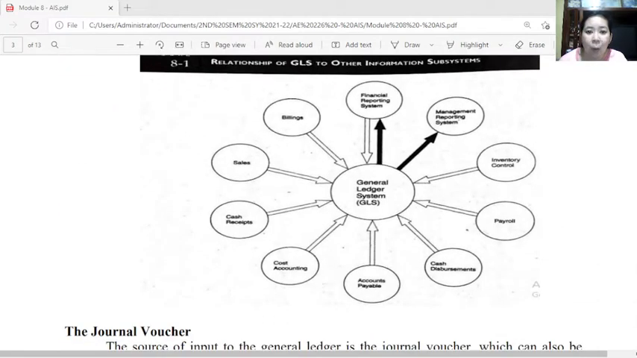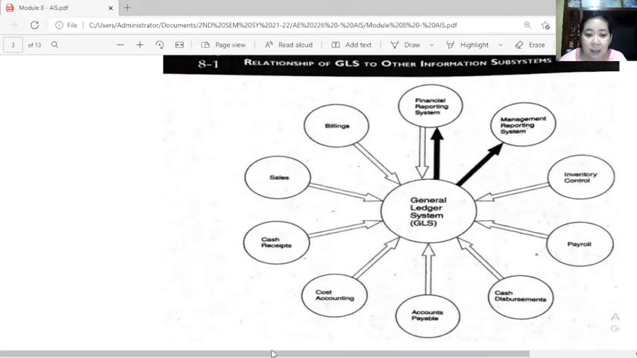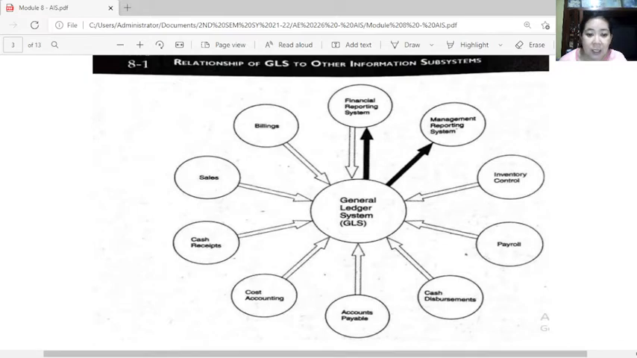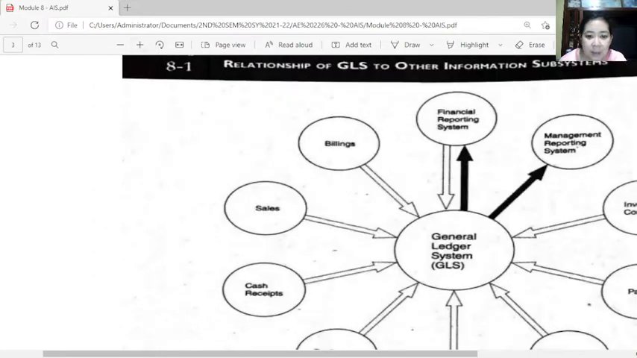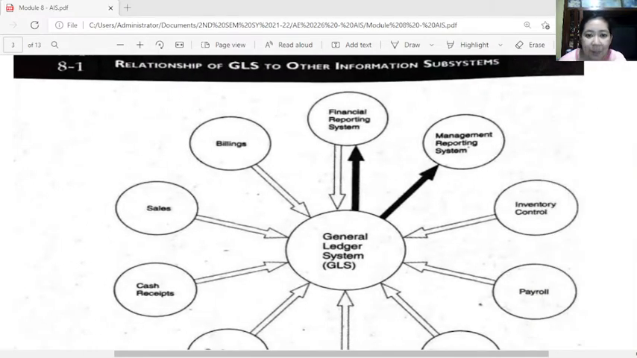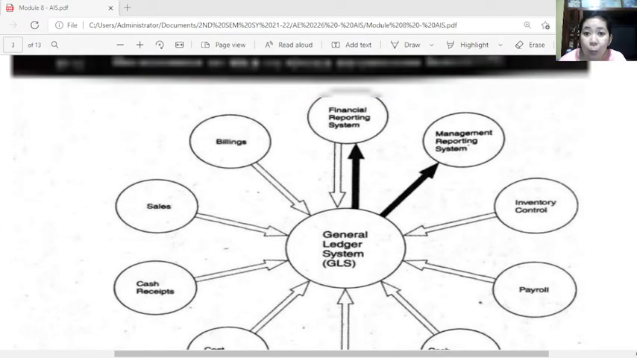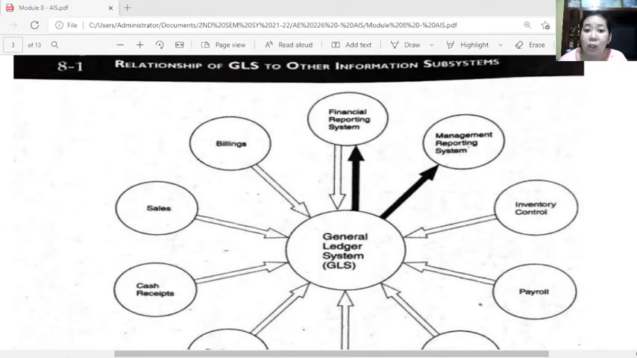So this is how it is visualized, or illustrated, using this relationship of the general ledger to other information subsystems. Okay, so I think we have to enlarge more. Okay, so that's how information flows to and from the general ledger system.